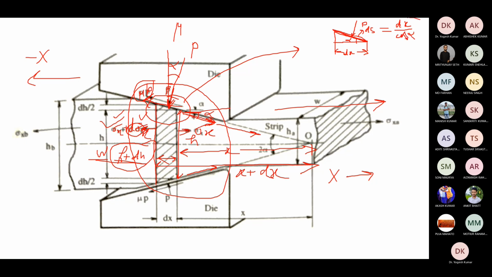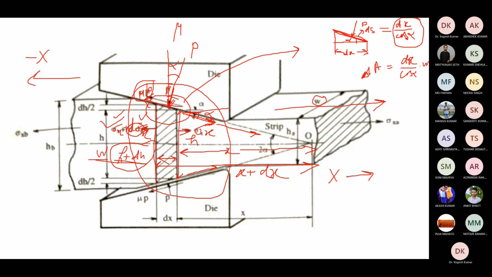I hope you are able to follow. Yes. Your ds will be dx upon cos alpha, right? And what is the width? The width of the strip is w. So the area will be dA equal to ds, dx upon cos alpha, into w, right? So this will be the area of this particular strip.